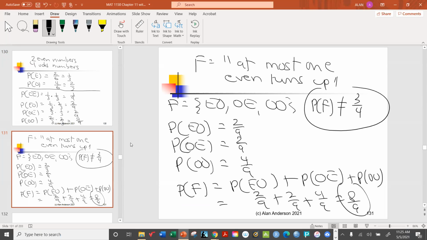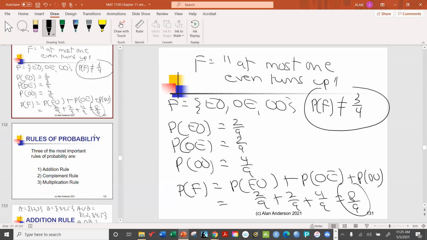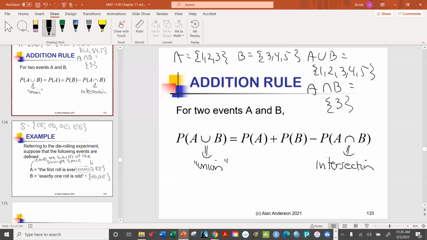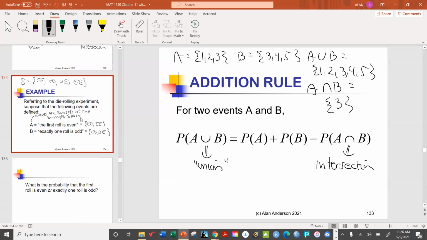Okay, now we're ready for the addition rule. We already are experts on the addition rule. Hopefully after the fact, it makes a lot more sense. So we've got 3 rules that we'd like to introduce that make it possible for us to calculate more complicated probabilities. And this is the one that involves unions. We've already seen that we add up these 2 individual probabilities and then we subtract their intersection. And in fact, we were doing one right here.